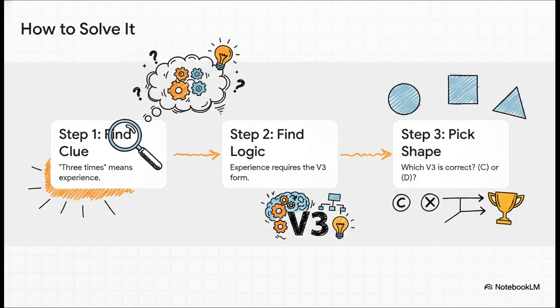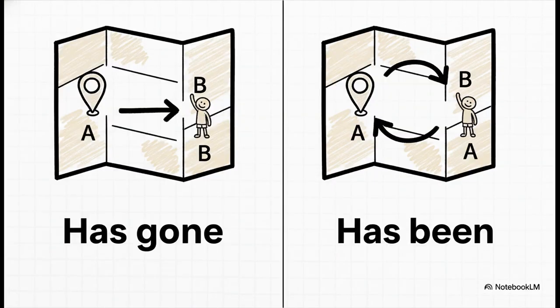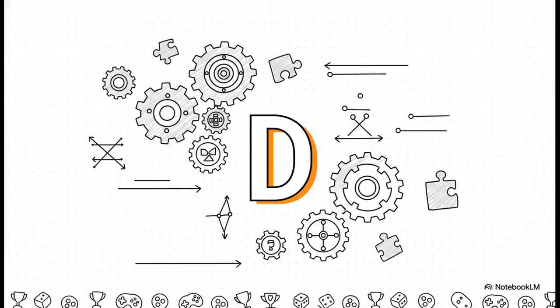It's a 3-step process. First, find the clue, then use the logic, and finally, pick the right shape. But here's the trap. Has gone means she's still in Japan. Has been means she came back. Since she loves the food there, she must have come back. So the answer is D.